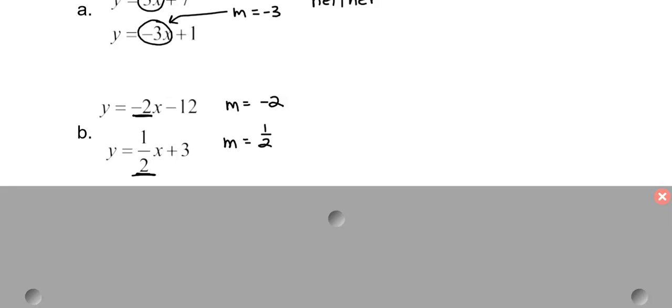They are definitely not the same. -2 is not the same as 1/2. So it cannot be parallel. It cannot be coinciding. So the next thing we check is, are they opposite reciprocals? In this case, yes, they are.